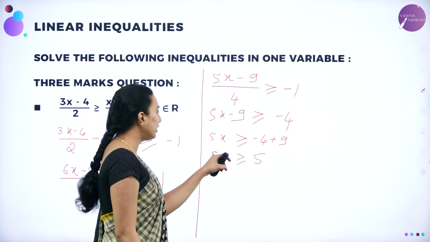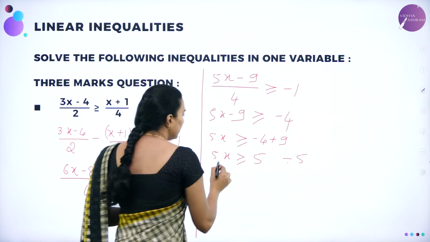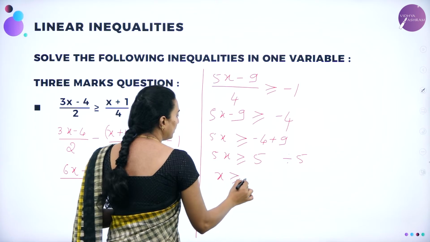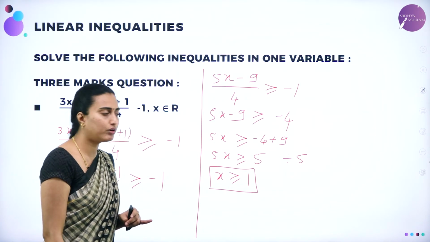Now I do not want 5 here, I want only x. So divide throughout by the positive number. Therefore x is greater than or equal to 1. This is how you are going to solve the question. I hope you understood this one.